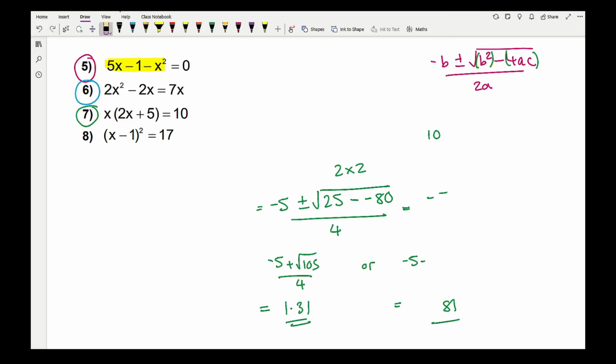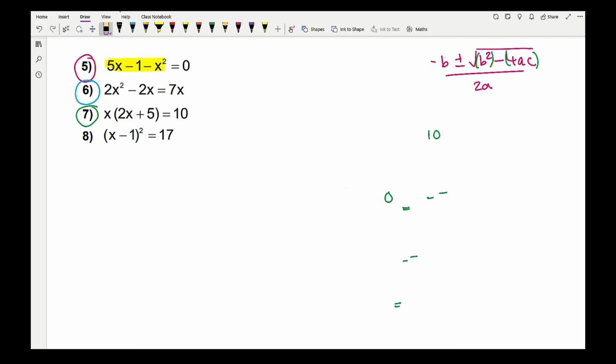And here we're looking at something that could potentially already be a quadratic. So as we've said, we don't want any brackets when we're doing this substitution. So let's just go for red on this one. So I've got x minus 1 squared equals 17.